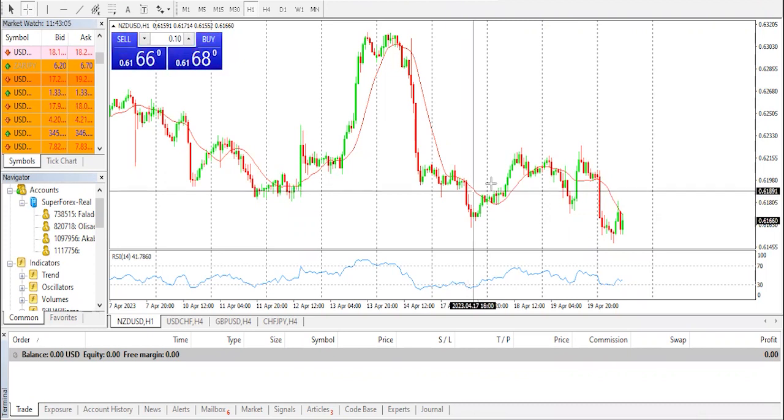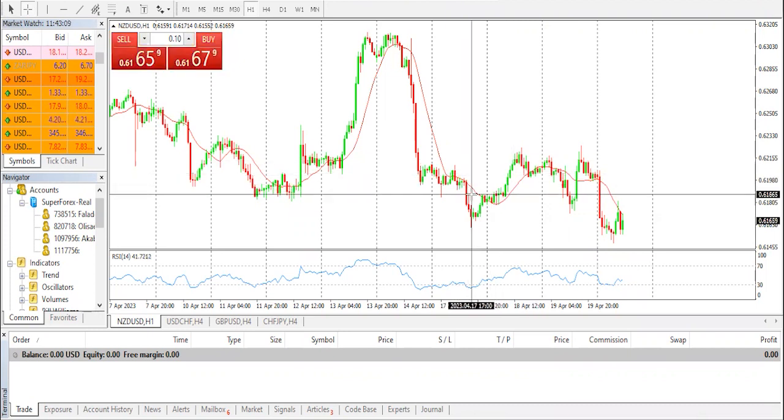0.6200 mark. The NZD USD dives to over a 1 month low in reaction to softer domestic consumer inflation figures. A modest downtick in the US bond yields undermines the USD and helps limit losses for the pair. The fundamental backdrop favors bearish traders and supports prospects for additional losses.